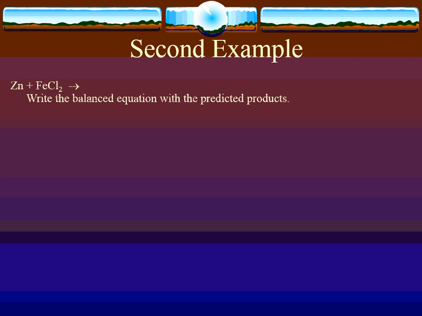One more example. I have zinc combining with iron(II) chloride. This is a single replacement, so I'm going to want to check my activity series and see if zinc is more active than iron, and if it can kick it out. And it does, forming zinc chloride and solid iron.